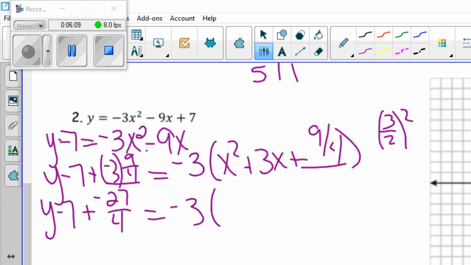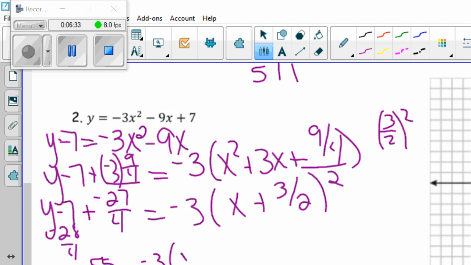Equals negative 3. I can factor this side now. X plus 3/2 quantity squared. Common denominator, so put 7 over 4, so that's really negative 28/4. So I have negative 28/4 and a negative 27/4, which gives me a negative 55/4 equals negative 3 parentheses x plus 3/2 quantity squared. So to put in vertex form, just move my 55/4 over. So I get y equals negative 3 x plus 3/2 quantity squared plus 55/4.